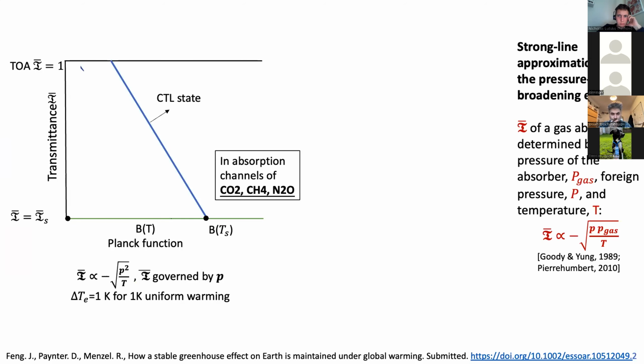So let's consider an idealized case with uniform lapse rate and vertically uniform warming. The atmospheric emission to OLR comes from this blue line in the temperature and transmittance coordinate. Temperature controls the Planck source function, and the transmittance controls emission and absorption of the atmosphere. By adopting the classic strong line approximation, we know that the transmittance of a gas absorber over a band is jointly determined by the partial pressure of this absorber, the air pressure, and the temperature under the pressure broadening effect.